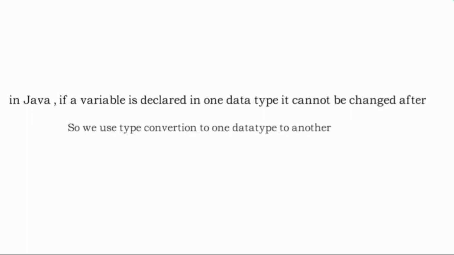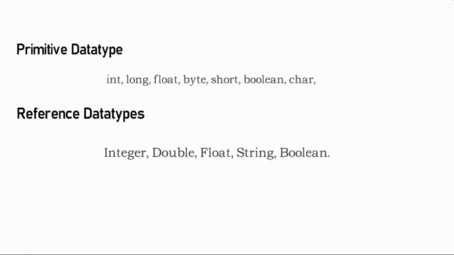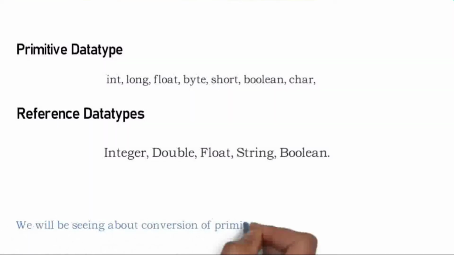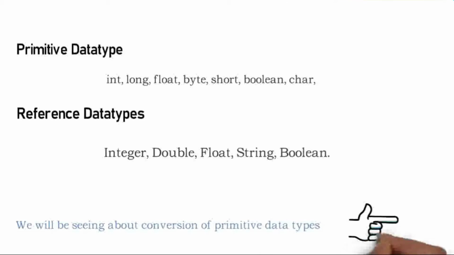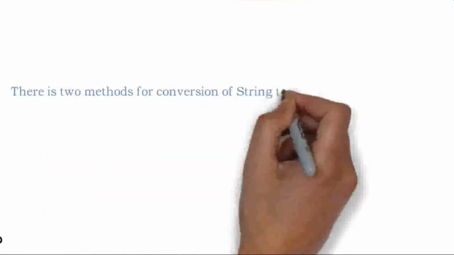This is a very useful method to convert strings into integer, long and others. However, make sure that the string contains only numbers. These are the reference class data types, which are like primitive data types. They have unique properties of their own. We will be seeing about conversion of primitive data types. There are two methods for converting strings to another data type.